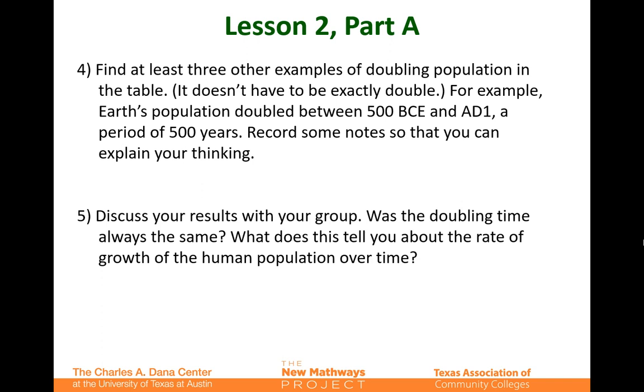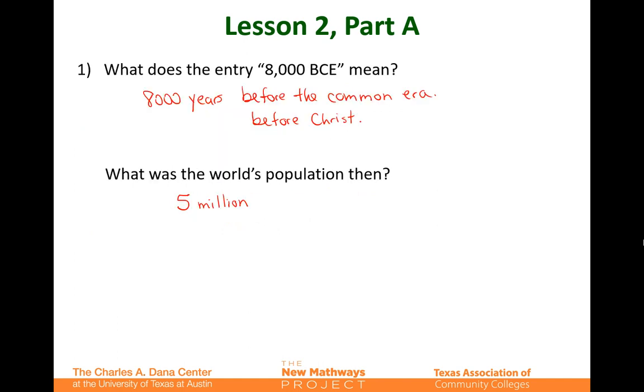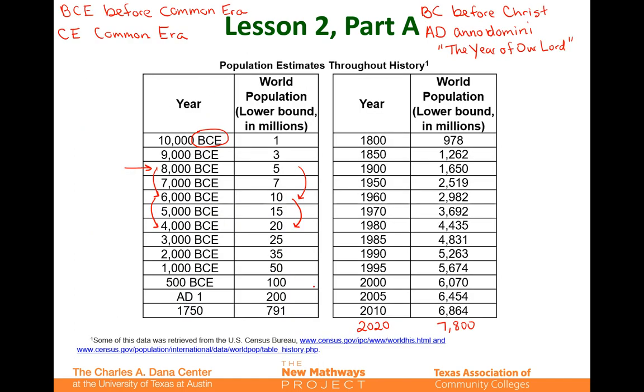So let's go back and look at more doubling times. Well, from here to here, the population doubled. We went from 50 million to 100 million, and that took 500 years. And let's come over here. If we look at some fairly easy numbers to work with, this is about 6 billion.